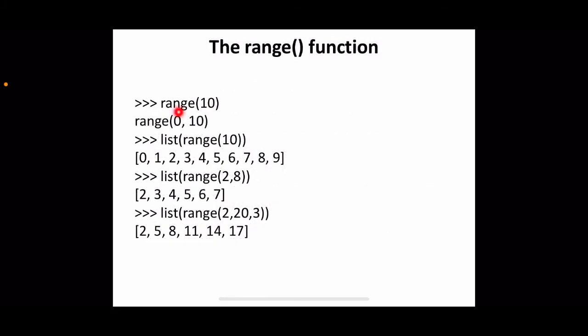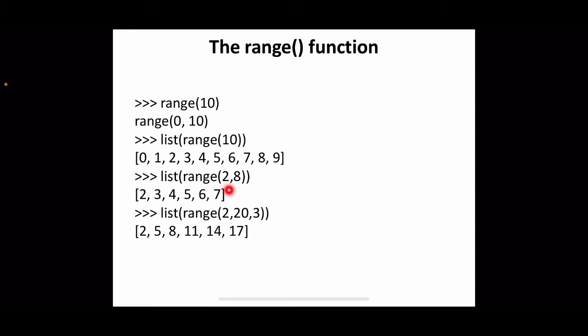So range 10 is actually equivalent to range 0, 10. We are just omitting the first argument, and by default its value will be 0. In that case, no values are stored anywhere. It will generate a sequence of numbers from 0 to 9. If you want to store it somewhere, we can write list of range of 10. In that case, the list will be generated with the values 0 to 9.